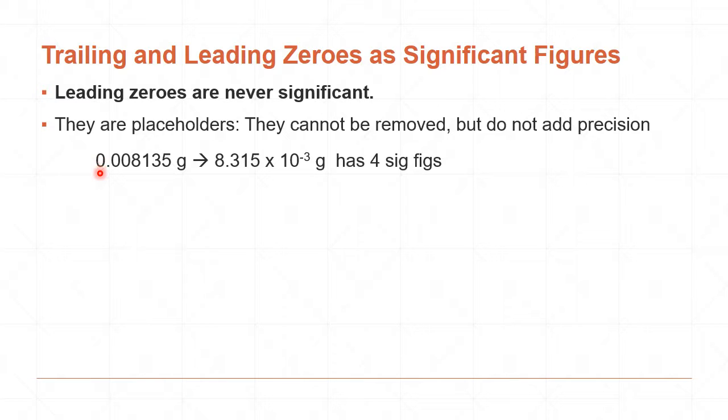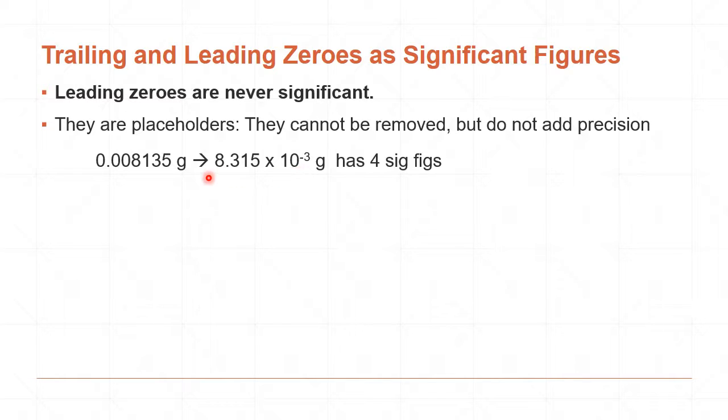I usually do put in the 0 in front of the decimal place just because sometimes it's hard to tell the difference, particularly in your notebook, whether a dot is a stray dot or a true decimal place. So I have always gotten in the habit of putting that 0 in front of the decimal place, although it's really not necessary. And notice when I change this to scientific notation, that becomes 8.315 times 10 to the minus 3 grams, and all of those leading zeros have disappeared.